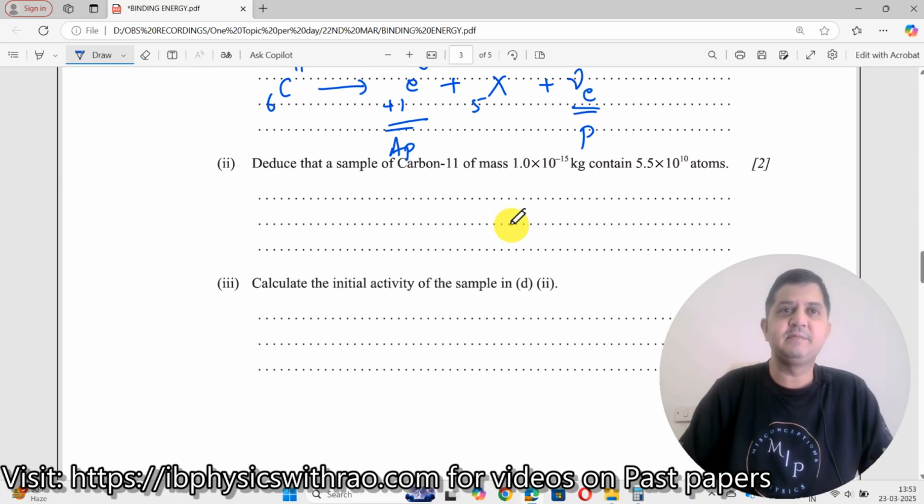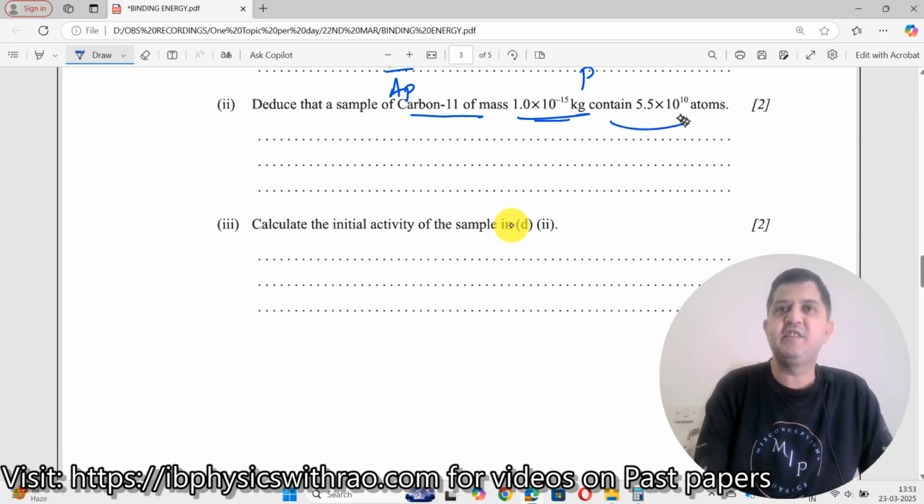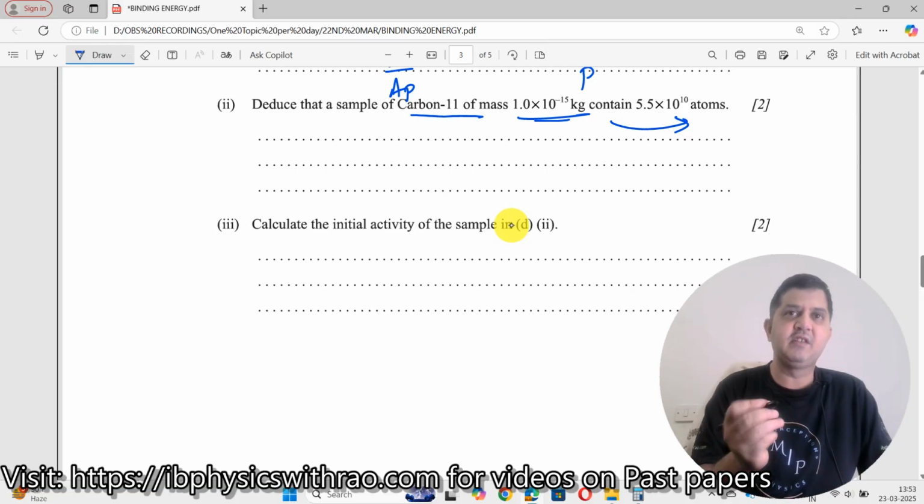Okay, next. Deduce that the sample of carbon 11 of mass 1 into 10 to the power minus 15 kg contains 5.5 into 10 to the power of 11 atoms. So you need to prove that this much mass of carbon 11 contains this many atoms. So how do we do it?